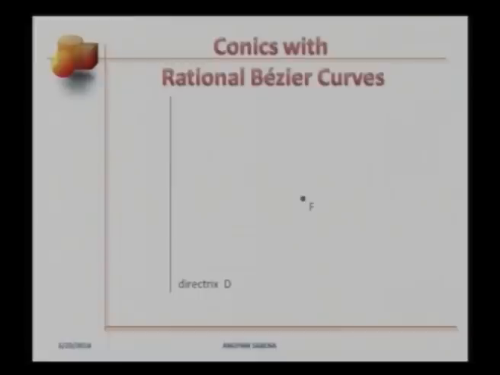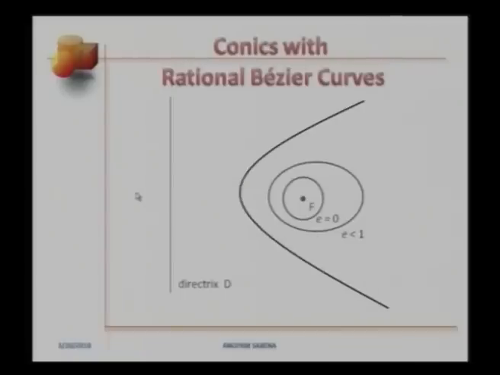Let's look at a few cases. We have the focus F and the directrix D. This directrix again is not supposed to pass through this focus. For the circle, which is a conic, we have the eccentricity value equals 0. For an ellipse, the eccentricity value will be anywhere between 0 and 1. For a parabola, E is equal to 1, and for a hyperbola, E is greater than 1. Let's use this concept and try designing conics using rational Bézier segments.